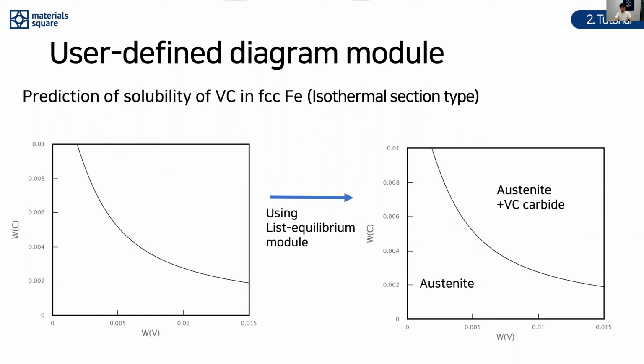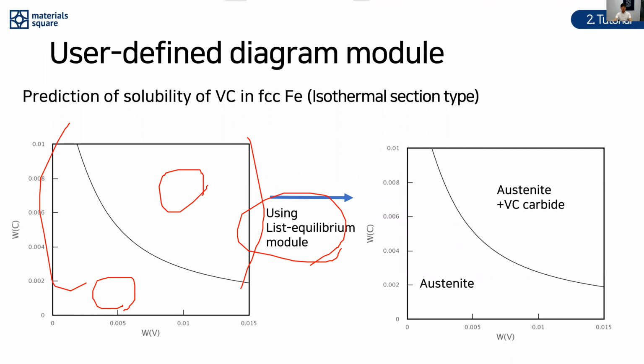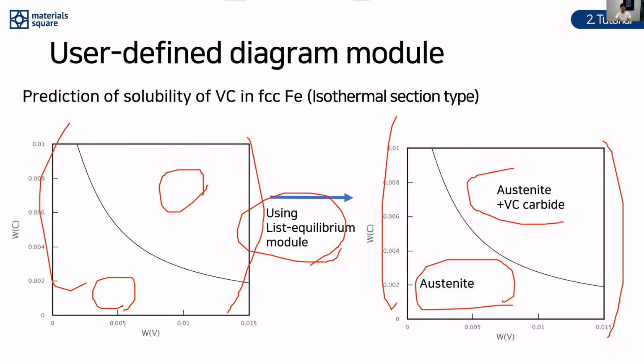If you use the list equilibrium module, you can get information on the areas in the following left graph. The right figure shows the result of checking the area in the graph by using the list equilibrium module.